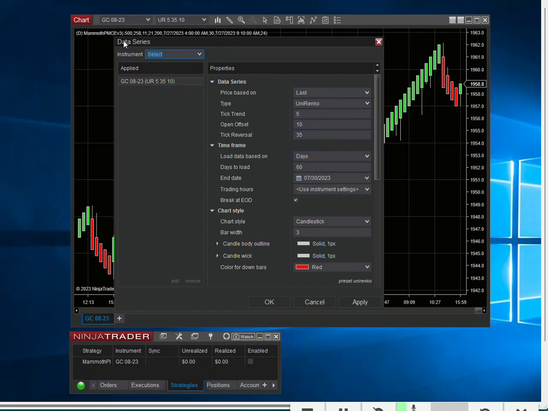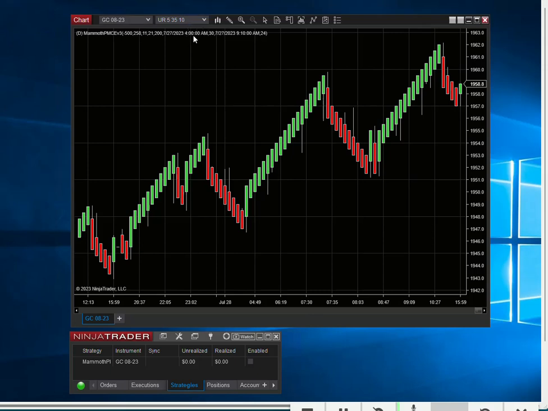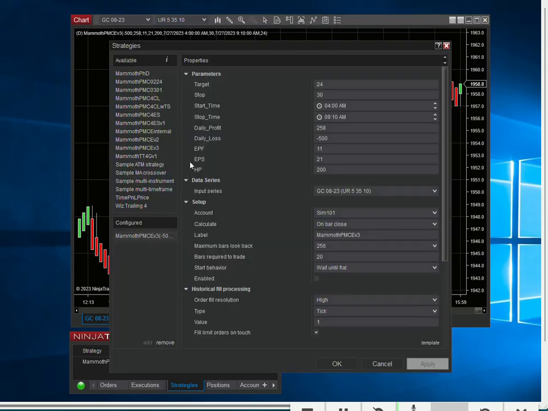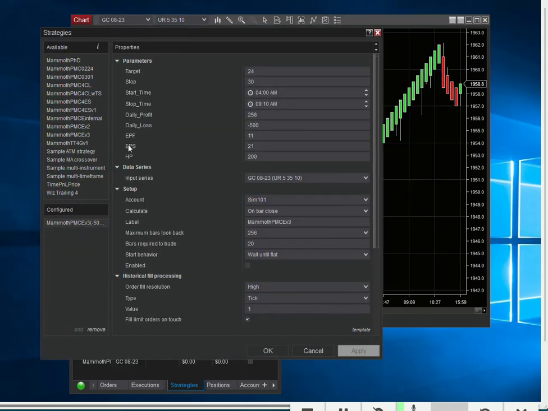But anyways, for this chart, I loaded 60 days of data for August contract on gold. Okay, and you're seeing that the charts are pretty clean, and you can see the trend. Now let's go to strategies that loaded right here. This is the Mammoth PMC version 3 strategy.